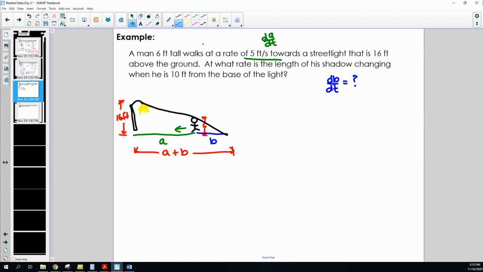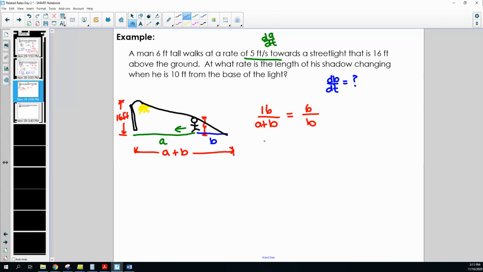So the bigger triangle is going to be the street light and the entire bottom here. So one side of the triangle, in this case, would be 16 over the base of the triangle, which would be a plus b. So this is the leg, I guess, of the triangle and the base. And that is in proportion, so it's going to be equal to the little triangle created by the man and his shadow. So the height of the man is 6, and then the base of that triangle is b.